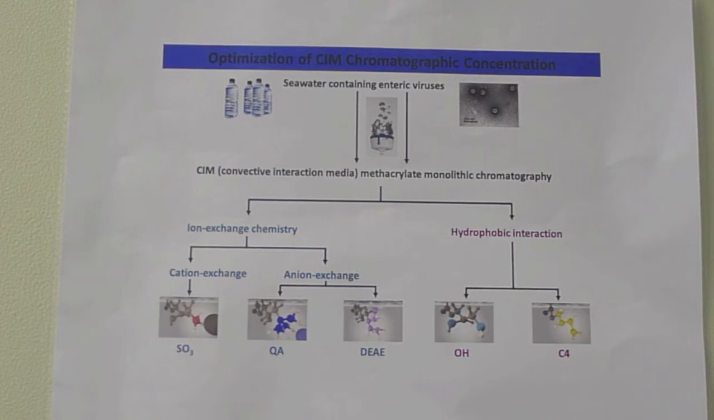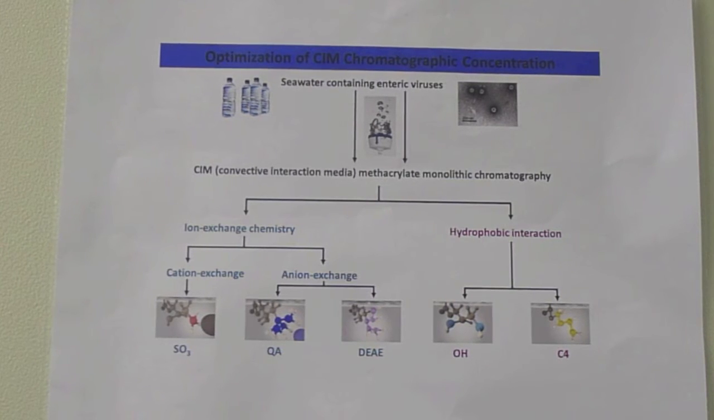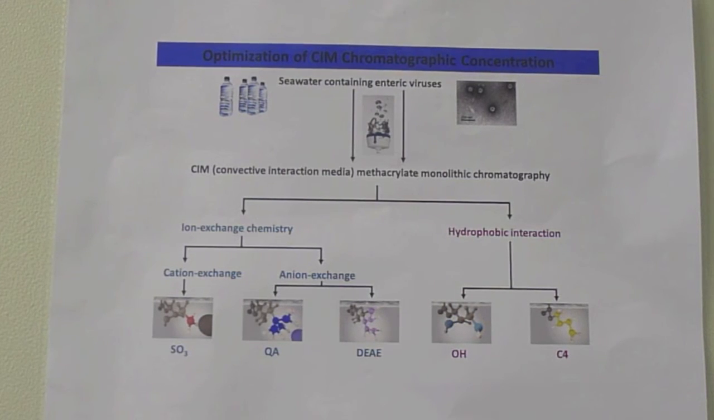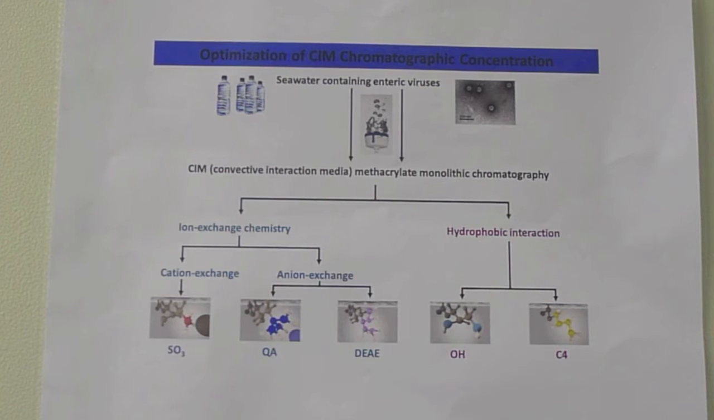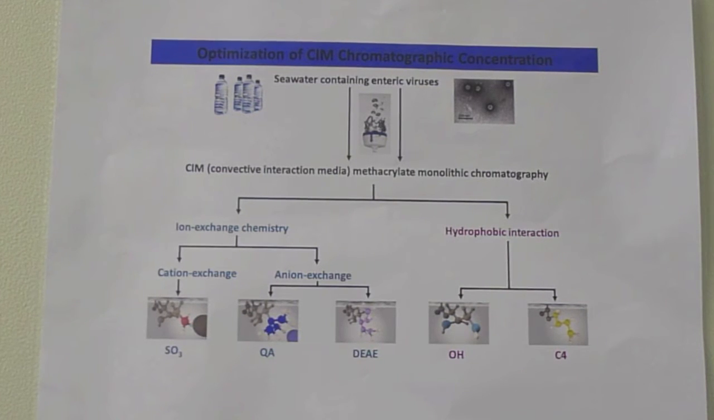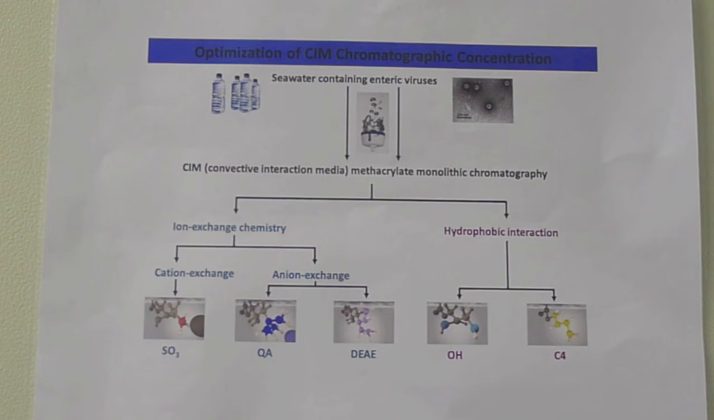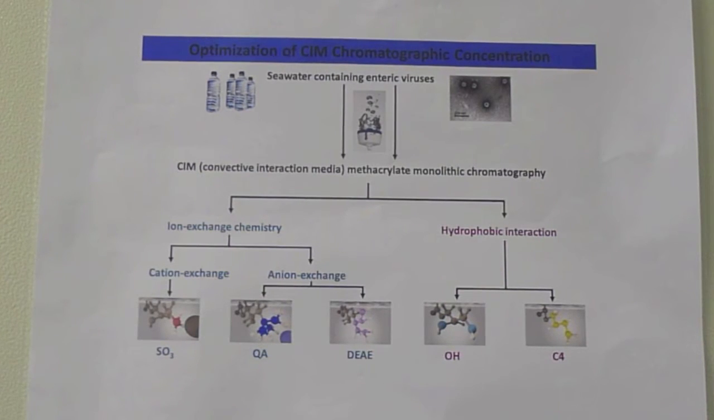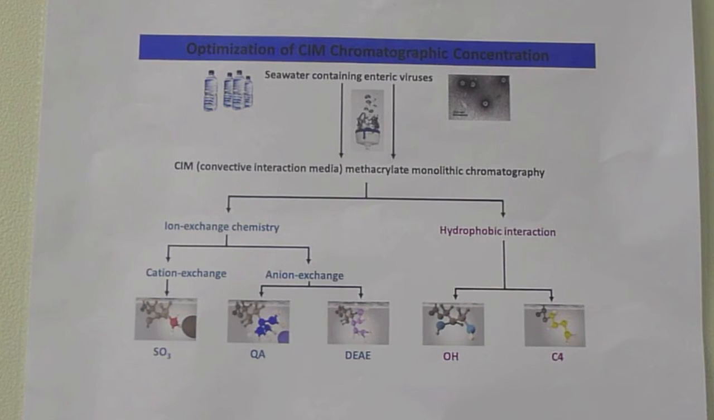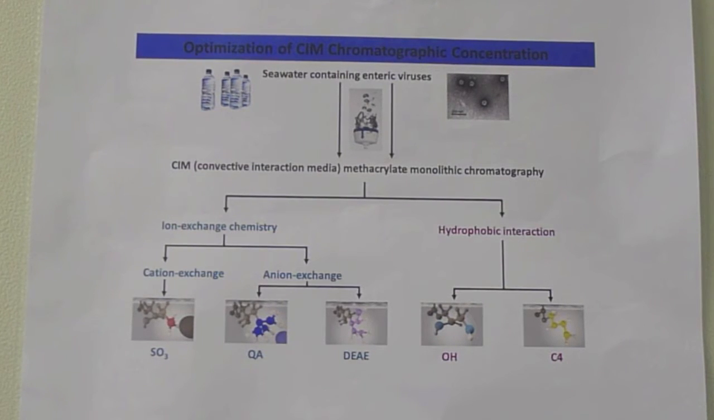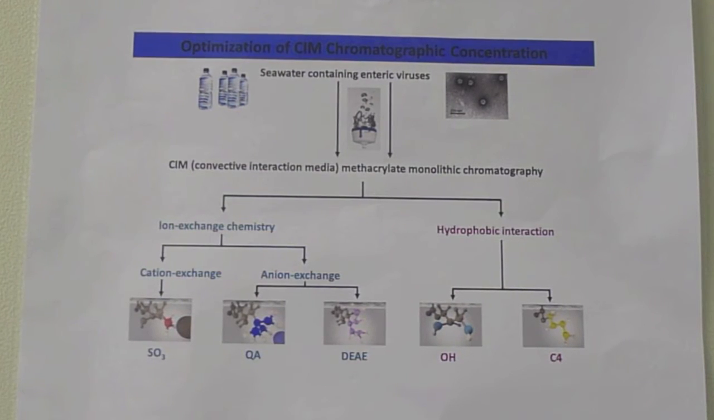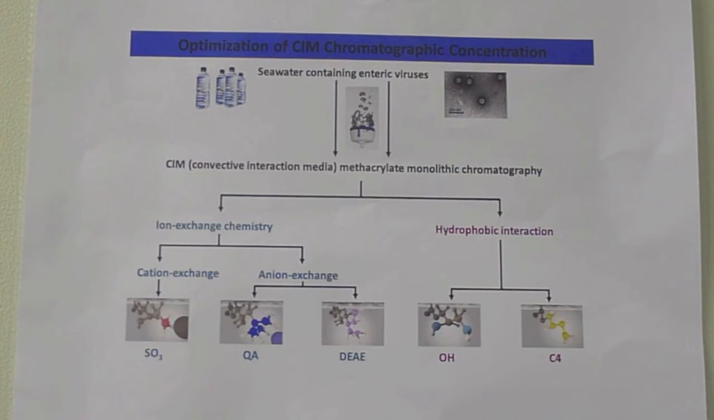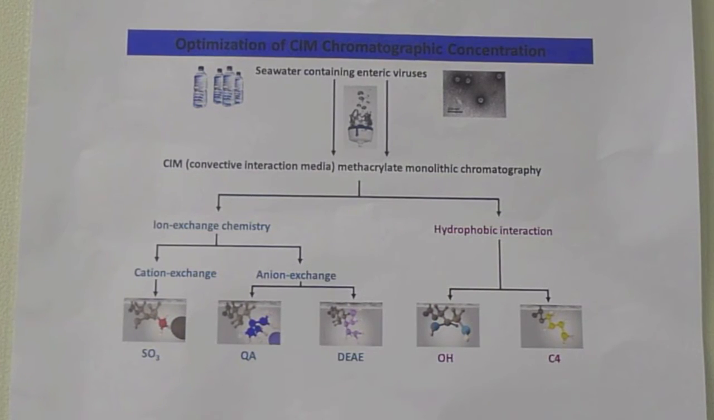Here I use a specialized chromatographic support, the convective interaction media methacrylate monolithic columns, or CIM columns for short. These CIM columns can be modified to have active site chains with different chemistries that enable efficient concentration of enteric viruses in seawater through ion exchange or hydrophobic interactions.